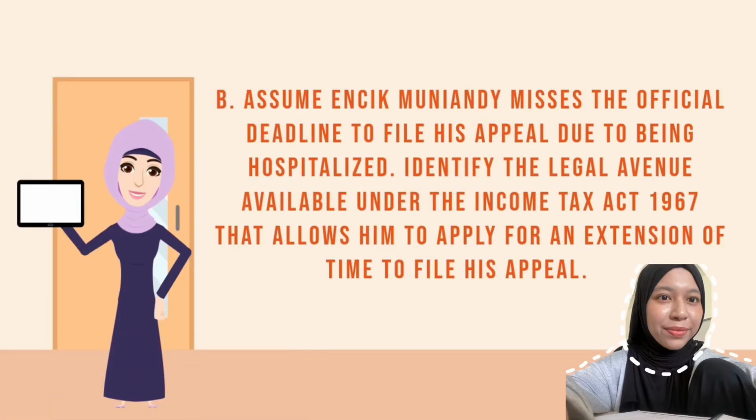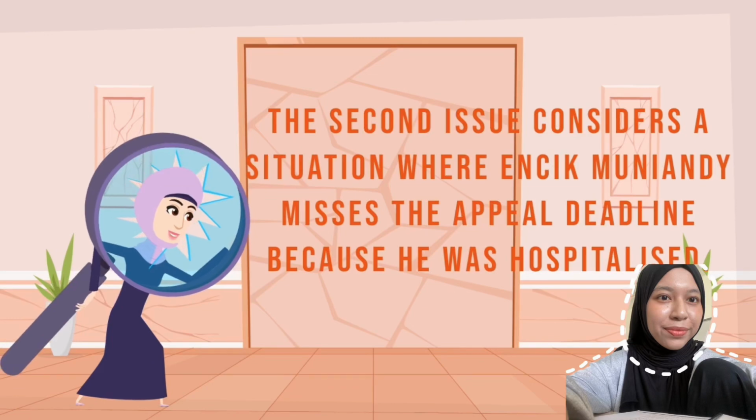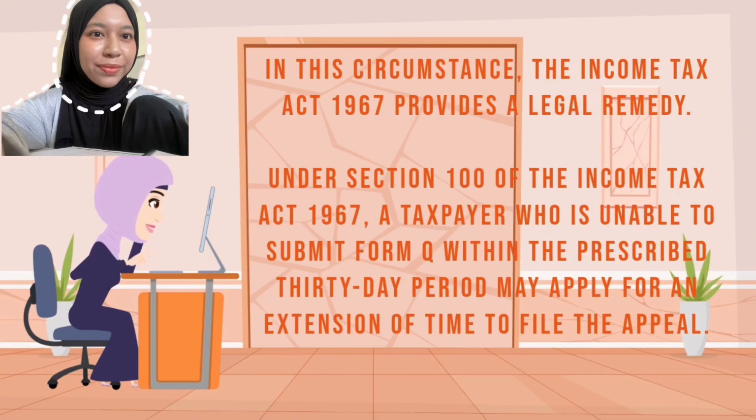B. Assume Encik Muniandi missed the official deadline to file his appeal due to being hospitalized and identify the legal avenue available under the Income Tax Act 1967 that allows him to apply for an extension of time to file his appeal. The second issue considers a situation where Encik Muniandi missed the appeal deadline because he was hospitalized. In this circumstance, the Income Tax Act 1967 provides a legal remedy.